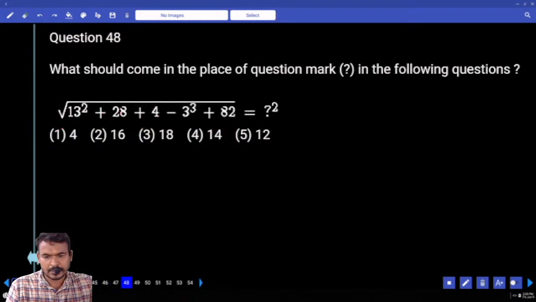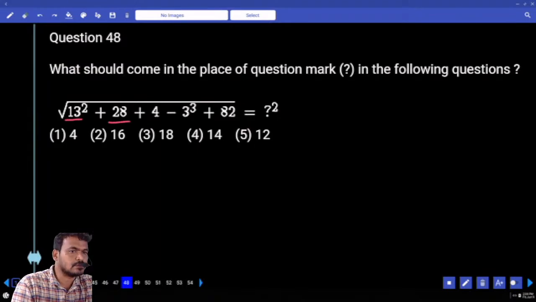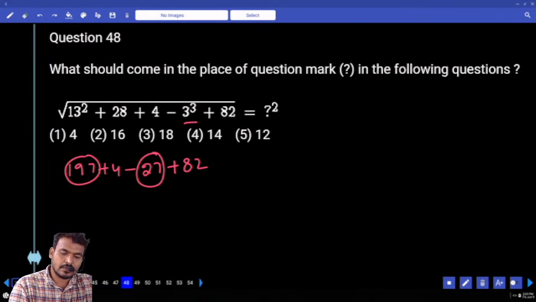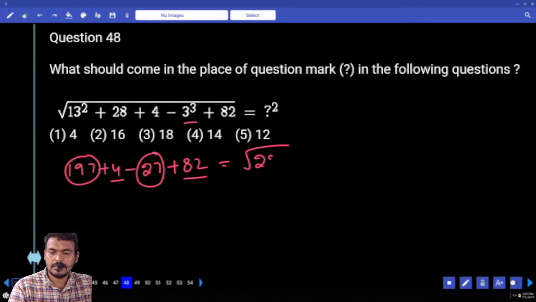Question number 48. First 13 squared is 169 plus 28. 169 plus 28 is 197 plus 4 minus 27 plus 82. 197 and 27 difference is 170, plus 4 is 174, plus 82 is 256. Square root of 256 is 16. Again it is which one squared? 4 squared. Then the question mark value is 4.